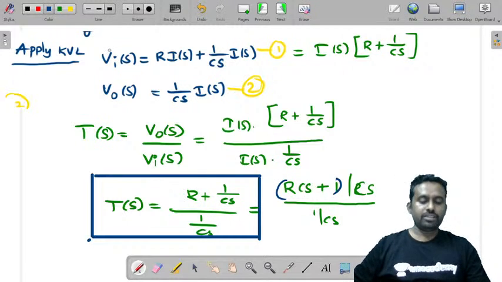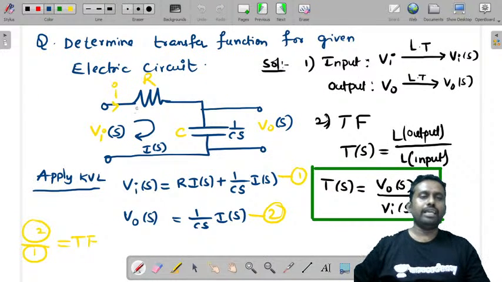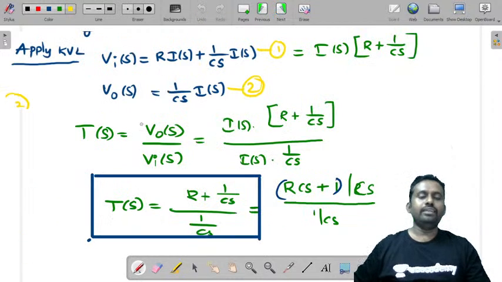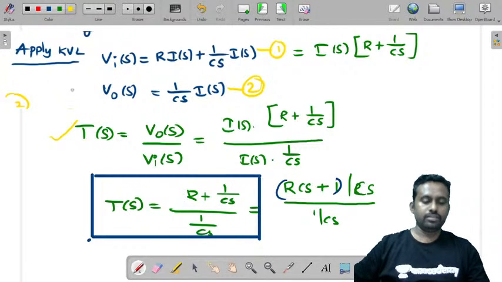So this is the transfer function of an RC series circuit that is given in the question. Likewise, you'll be given some question and you need to find the solution. The first thing that you have to understand is you need to first write what is the input of the system, what is the output of the system, write the transfer function, and for an electrical system you can apply mesh or nodal or KVL or KCL and get the equations, and finally write the transfer function V output of S by V input of S.